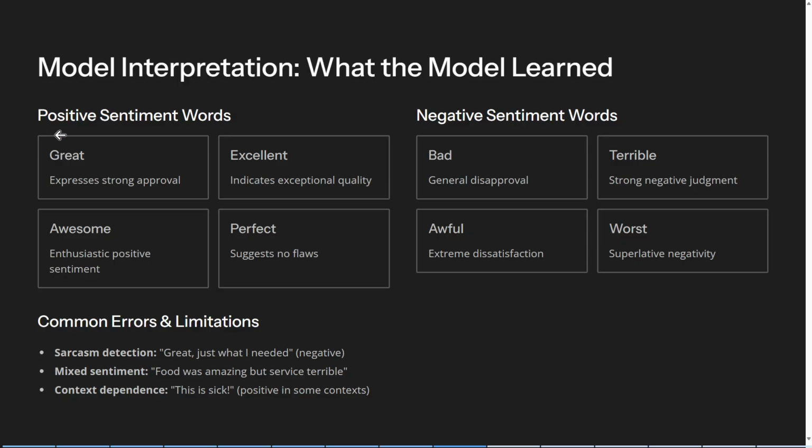So for positive, we have great, excellent, awesome, and perfect. And then for negative, we have bad, terrible, awful, worst. And then we can also include excellent, superb, and so on to the positive. For negative, terrible, awful, the worst, bad, absolutely horrible, to make sure that the model understands it. As for the common errors: sarcasm detection, mixed sentiment, and context dependency.